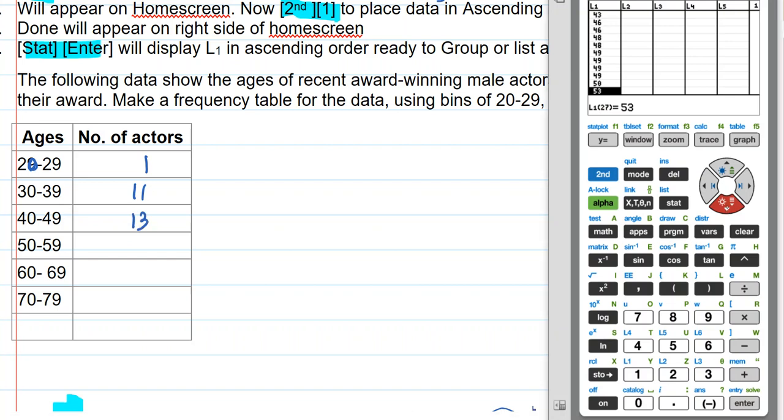Now I'm going to move up to the 50s, and I have 1, 2, 3, 4, 5. And then I have 60s. I have 1, 2. And on the 70s, I have 2.